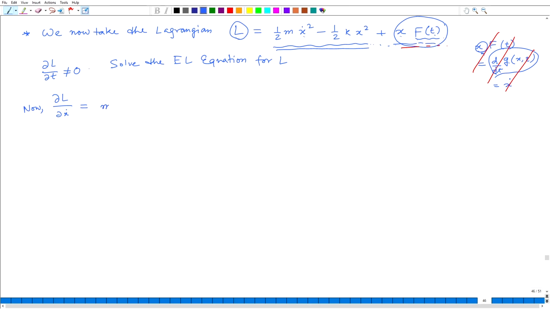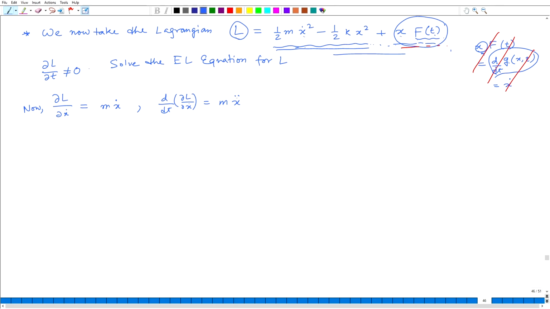So, it will be m x dot. There is nowhere, other than this place, any x dot in this L. Then what will be d/dt of ∂L/∂x dot? That will be simply m x double dot.